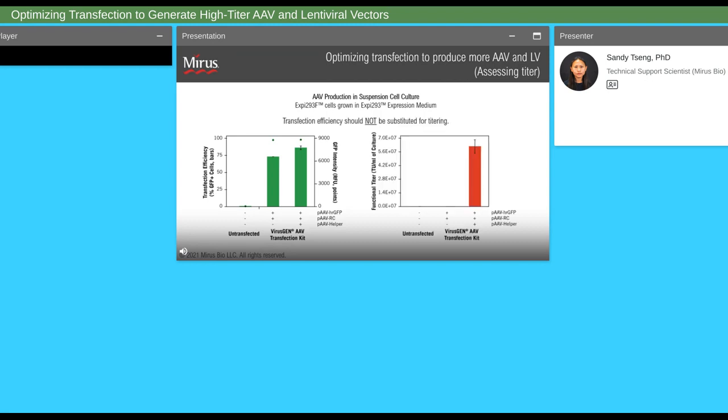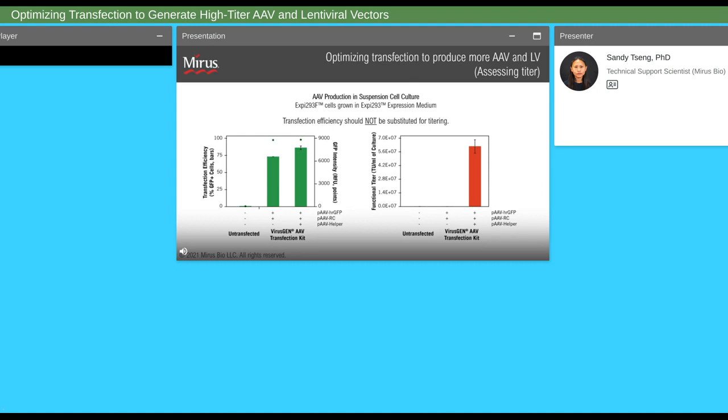So now I'm showing you the AAV titer, and you probably know where this is going. When we properly titered the AAV produced using a functional assay, you see that there is actually no virus detected when no P helper was included in the transfection. So if you were to just look at transfection efficiency or transgene expression post-transfection, you might incorrectly assume that there was an equivalent level of virus being produced between these two transfections.